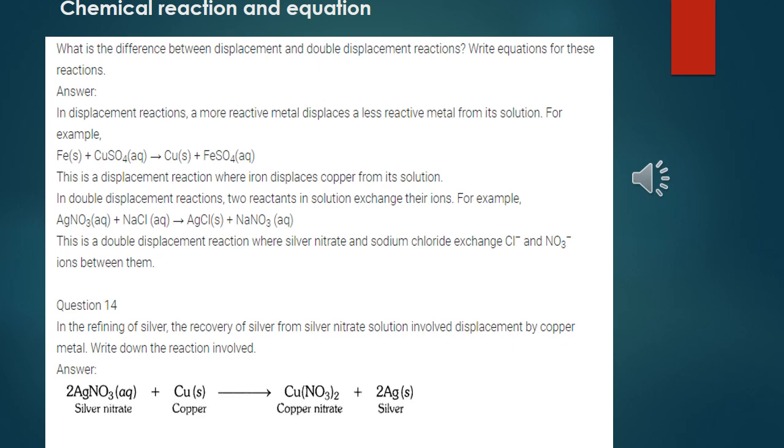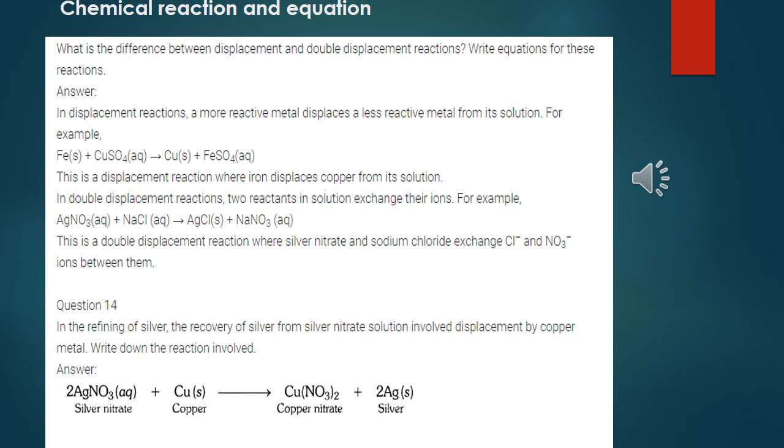AgNO3 silver nitrate plus sodium chloride to form silver chloride plus sodium nitrate. So in this case you can see from NaCl, Na is displaced by Ag, and from AgNO3, Ag is displaced by Na. So this is the example of double displacement reaction.